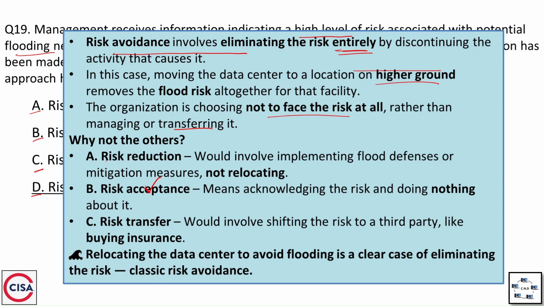Option A, risk reduction, would involve implementing flood defenses or mitigation measures, not relocating. Option B, risk acceptance, means acknowledging the risk and doing nothing about it. Option C, risk transfer, would involve shifting the risk to a third party like buying insurance. So, relocating the data center to avoid flooding is a clear case of eliminating the risk, classic risk avoidance.